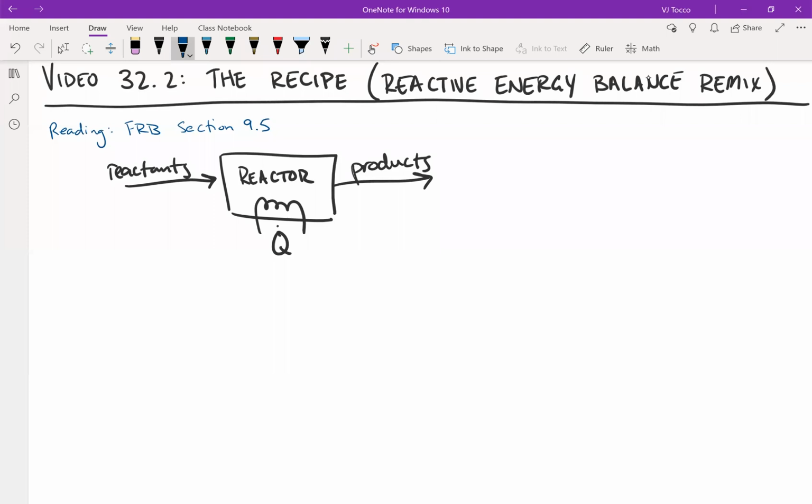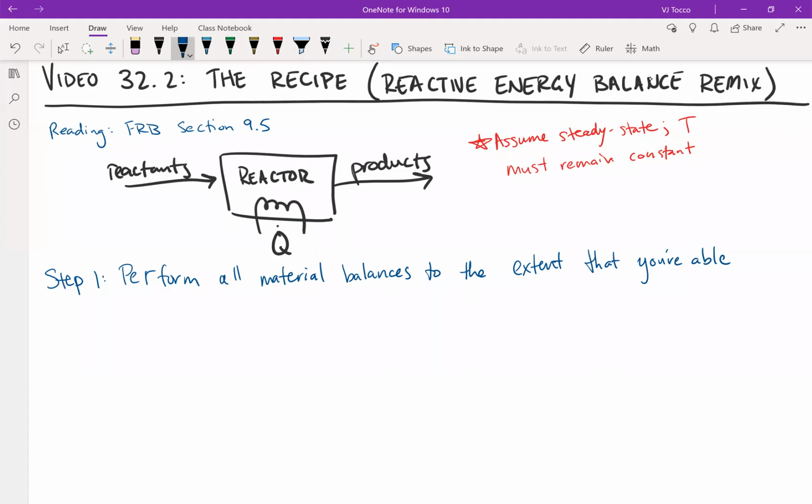So there's some amount of heat that I either have to provide to the reaction or take away from the reaction. So again, here we're not to chapter 10 yet. So we're going to still assume that it is at steady state. And therefore the temperature inside the reactor must remain constant.